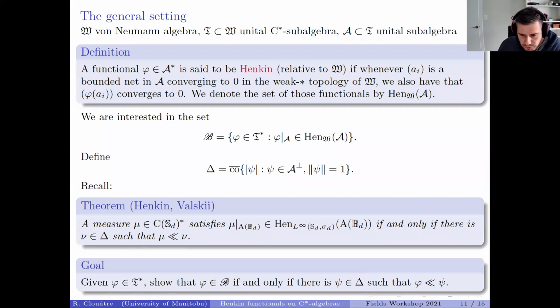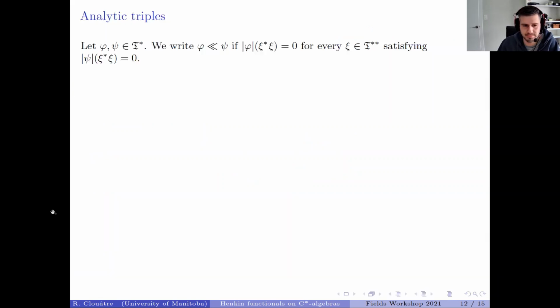Okay, now I should, of course, explain what this means here. What does it mean for two functionals to be absolutely continuous with respect to one another? Here's the definition, if my slides allow me to go forward. Oh, there we go. Okay, so here's the definition.